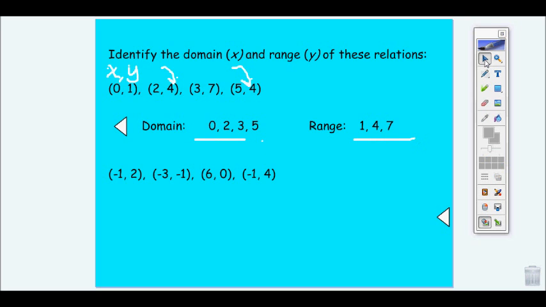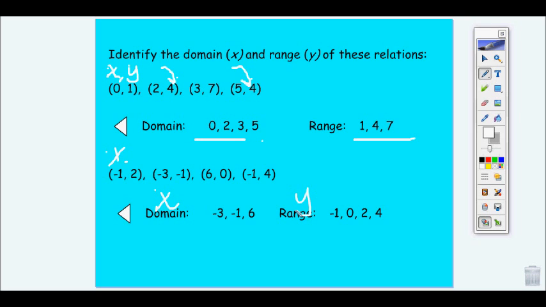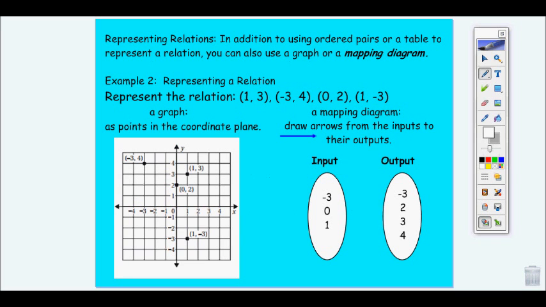So doing the next one here, you're going to see that we have some negatives. So remember how those work with putting them in numerical order. And my domain is going to be -3, -1, 6, looking at just the x's again, just the first numbers. And then my range is going to be my y's, so I'm just looking at the second part of that coordinate point. Okay, I think that's probably enough of that.